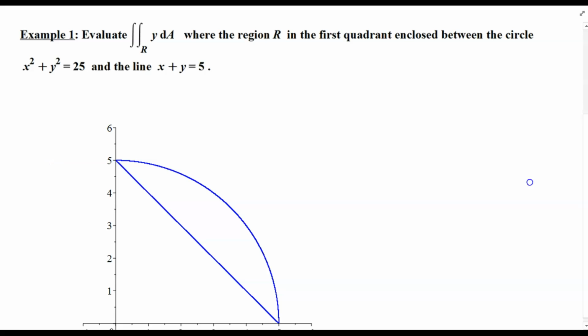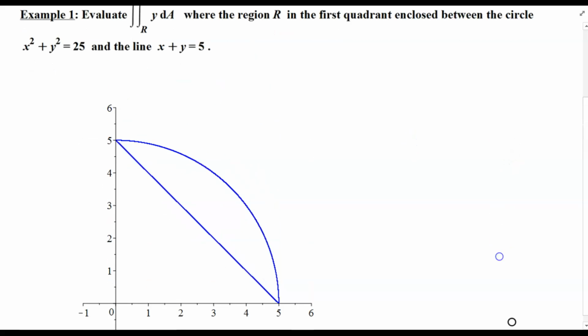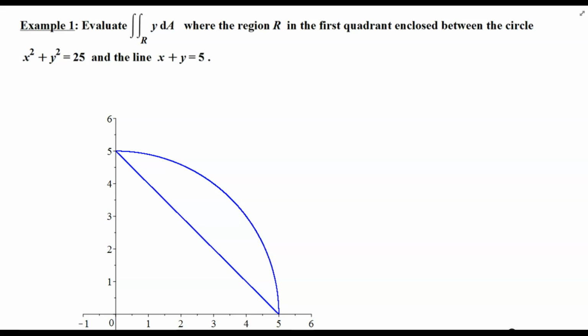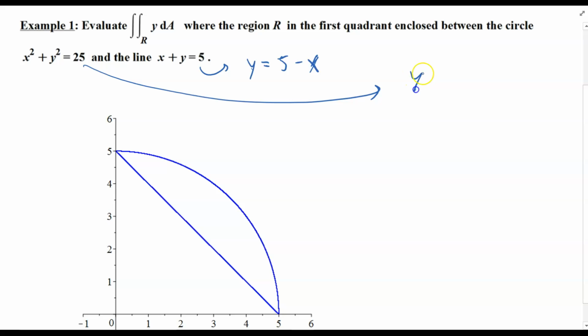Let's get to work on this here. One thing we're going to be doing in a lot of these problems is solving the given equations for either x or for y. Solving the line for y, we get y equals 5 minus x. Solving the equation x squared plus y squared equals 25 for y, if we subtract over the x squared, we get y squared equals 25 minus x squared, and extracting square roots, we would get plus or minus the square root of 25 minus x squared.